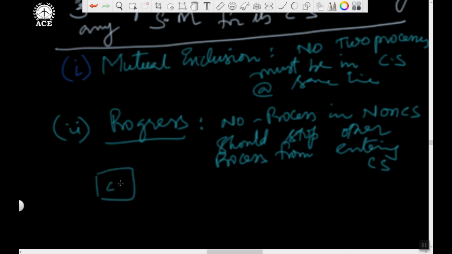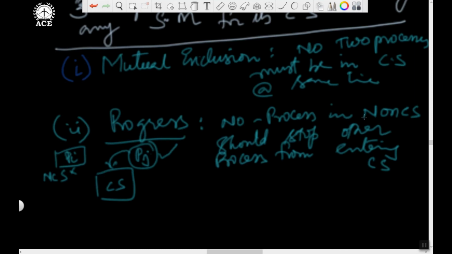Let's say this is the critical section and this is the non-critical section. If some process is here, not interested in the critical section, and another process wants to enter the critical section, then the one who is interested must be allowed. The uninterested process cannot prevent the other process from entering the critical section. It should not prohibit the other process from entering.